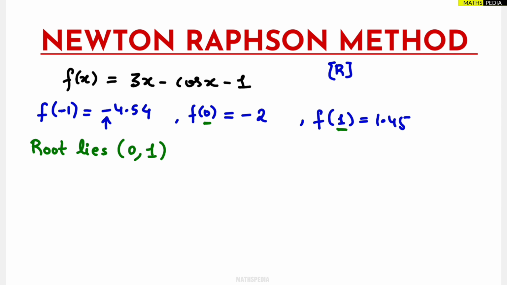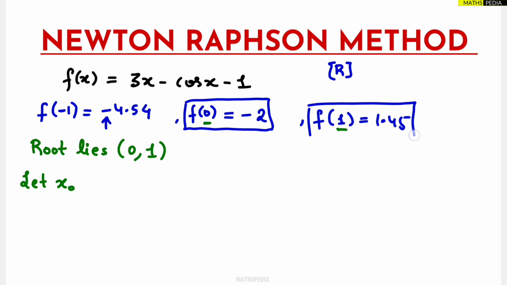Now why are we doing this? We have to assume some value, let x naught. This is the initial approximation we have to assume, and for that purpose we are finding where the root lies. Now for taking x naught, there are different ways, and I'll tell you each and every one.